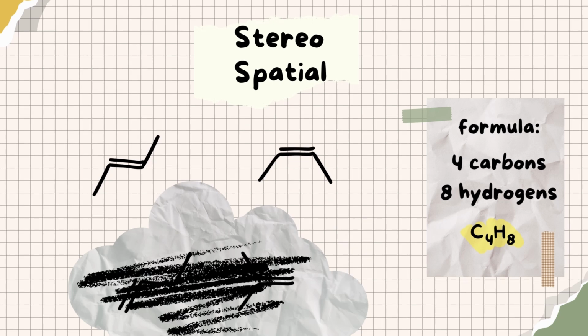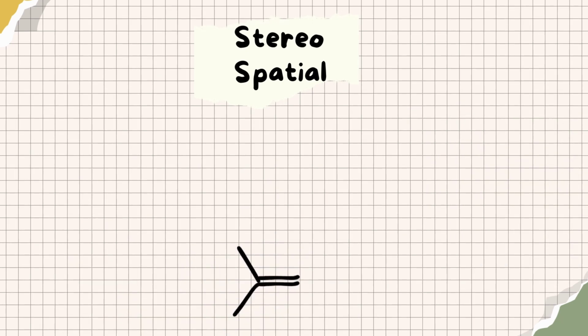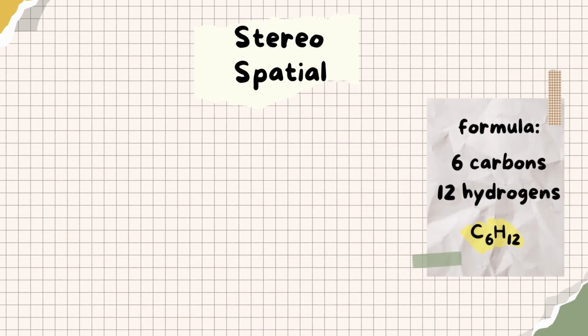Let me show you another example. Here's another scenario with restricted rotation. We've got 6 carbons, 12 hydrogens for C6H12. There are quite a few shapes you can draw for this, but here are some that can be stereoisomers.